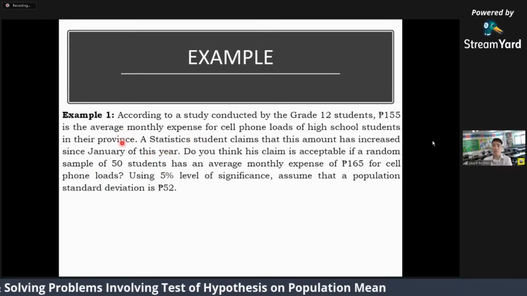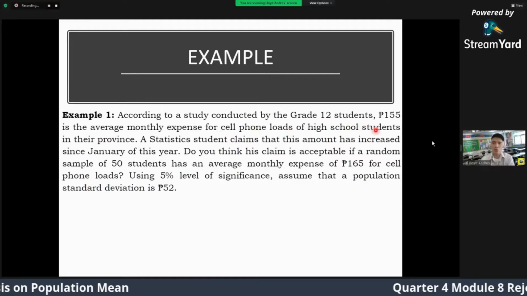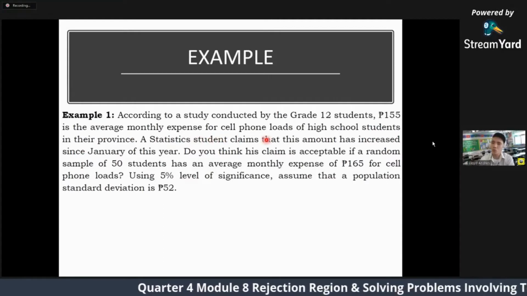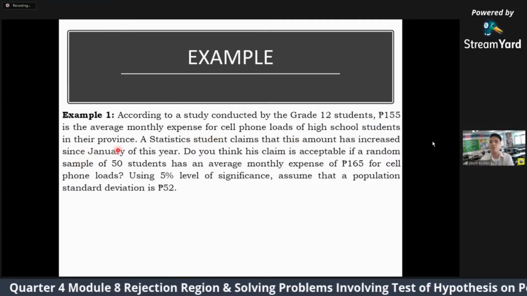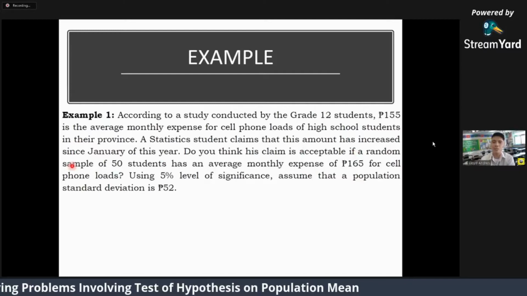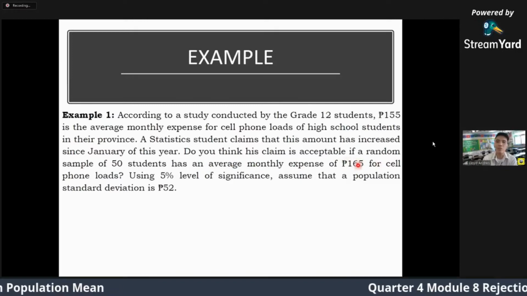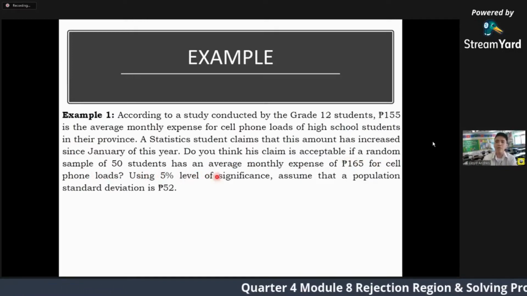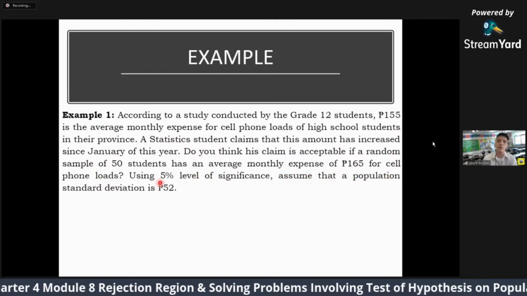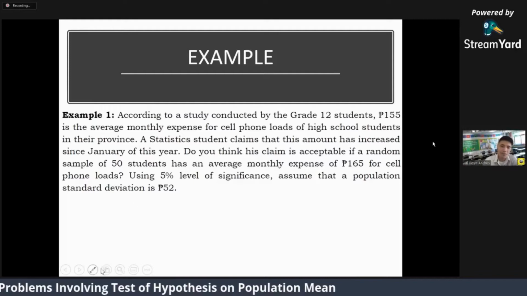For kani is na gini problem. So according to a study conducted by the grade 12 students, 155 pesos is the average monthly expense for cell phone loads of high school students in their province. A statistics student claims that this amount has increased since January of this year. Do you think his claim is acceptable if a random sample of 50 students has an average monthly expense of 165 pesos for cell phone loads? Using 5% level of significance, assume that a population standard deviation is 52 pesos.